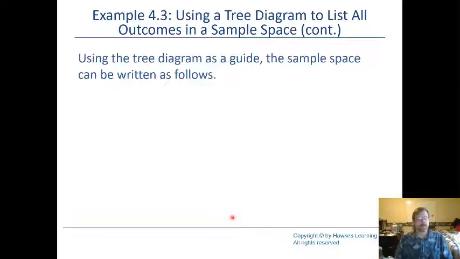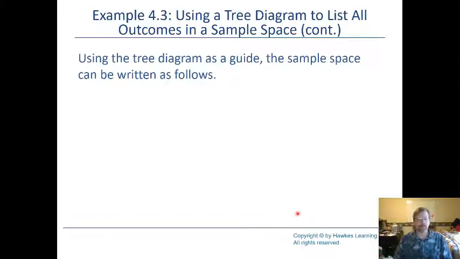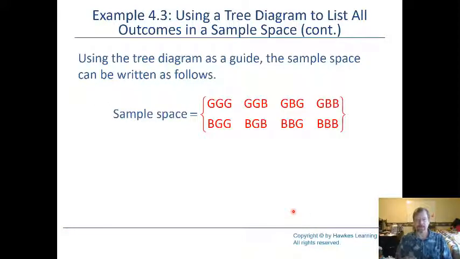So based on the tree diagram, the sample space is just these values across the bottom, the notation there. We could write it as they did here. The sample space, again, is all our possible outcomes, right?